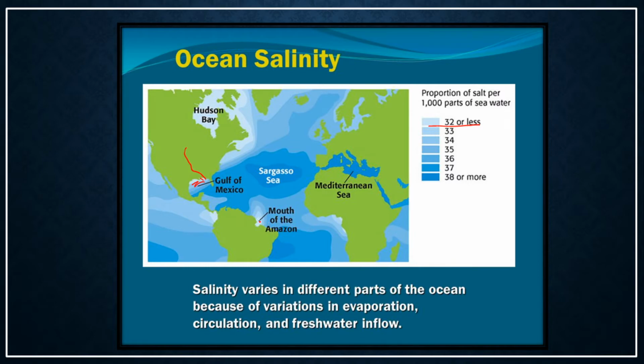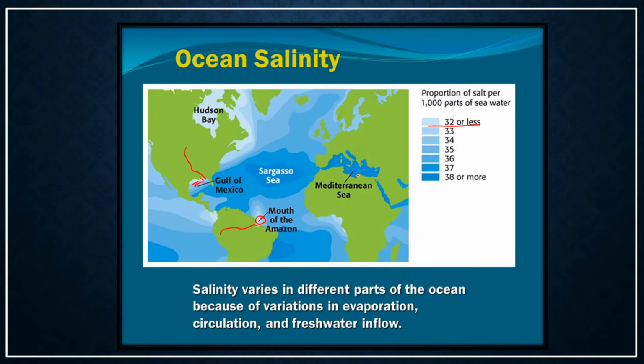Here also you can see the mouth of the Amazon. The Amazon starts from the Andes and flows over here, and a large amount of fresh water is added over here. And here also we find that the salinity is very low. So it indicates that amounts of salts contained in the ocean water vary in different parts of the ocean.